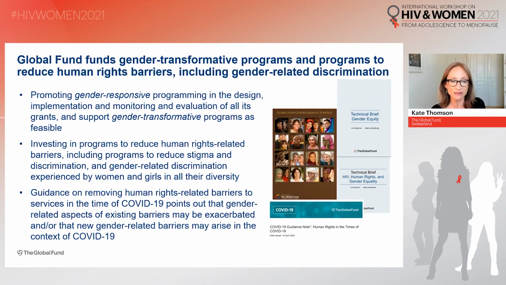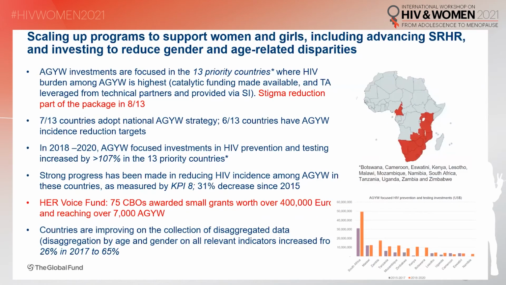And we've recently developed and disseminated guidance on removing human rights related barriers into services in the time of COVID-19, which highlights that gender related aspects of existing barriers may further be exacerbated and or that new gender-related barriers may arise in the context of COVID-19. We have a specific focus on scaling up programs to support women and girls, including advancing sexual and reproductive health and rights, and investing to reduce gender and age-related disparities.